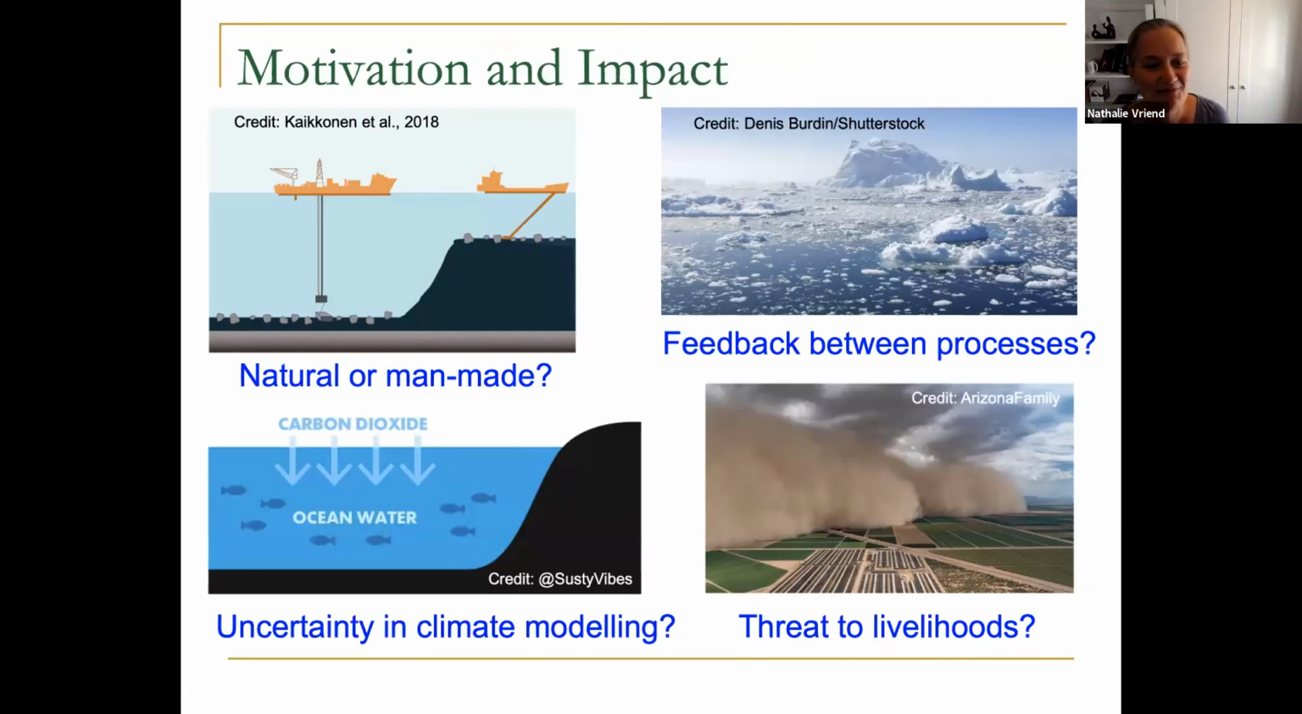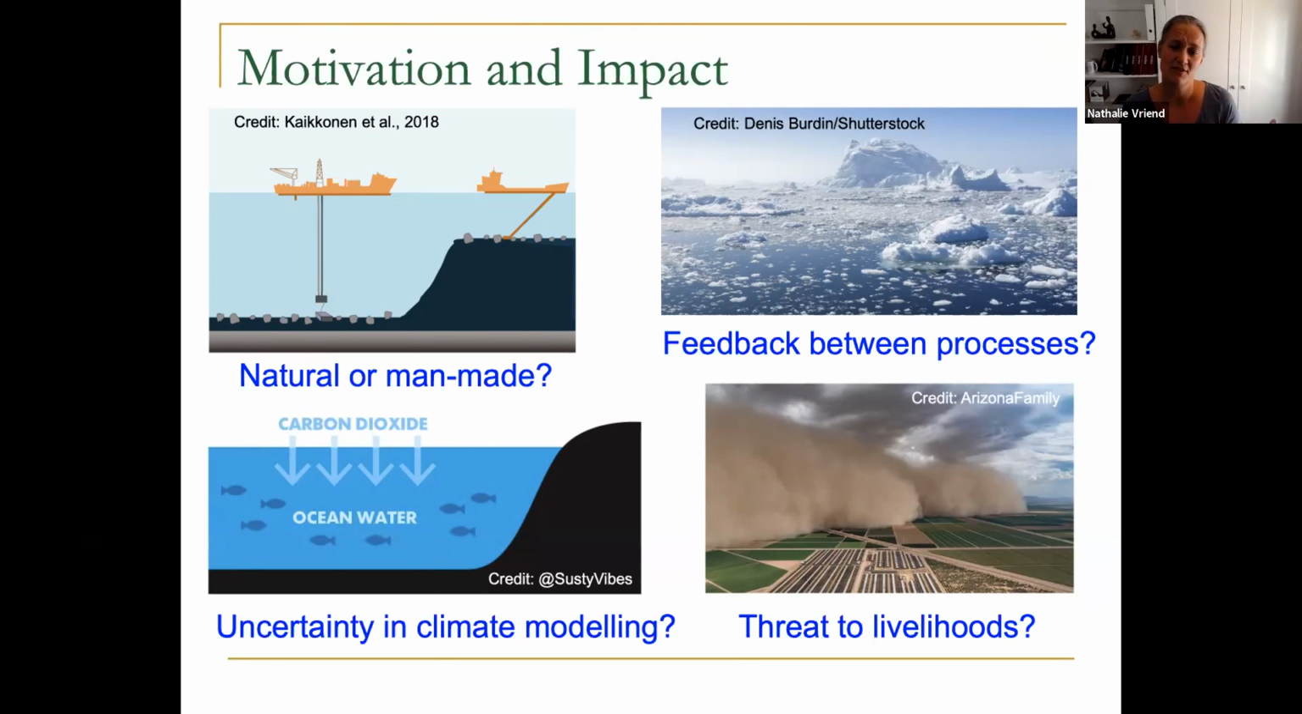So multi-phase flows can be natural or man-made, and we see the example of deep sea mining in the top left. And even if they're natural, like for example, the melting of sea ice, we're always wondering what's the feedback between processes. We have the melting of a solid. Does it actually impact the fluid, the environmental properties, and how does it impact back to the melting? Another example is the intake of carbon dioxide in our oceans. It's a very sensitive process. There's a lot of uncertainty if we think about carbon dioxide and the multi-phase components of that in climate modeling.